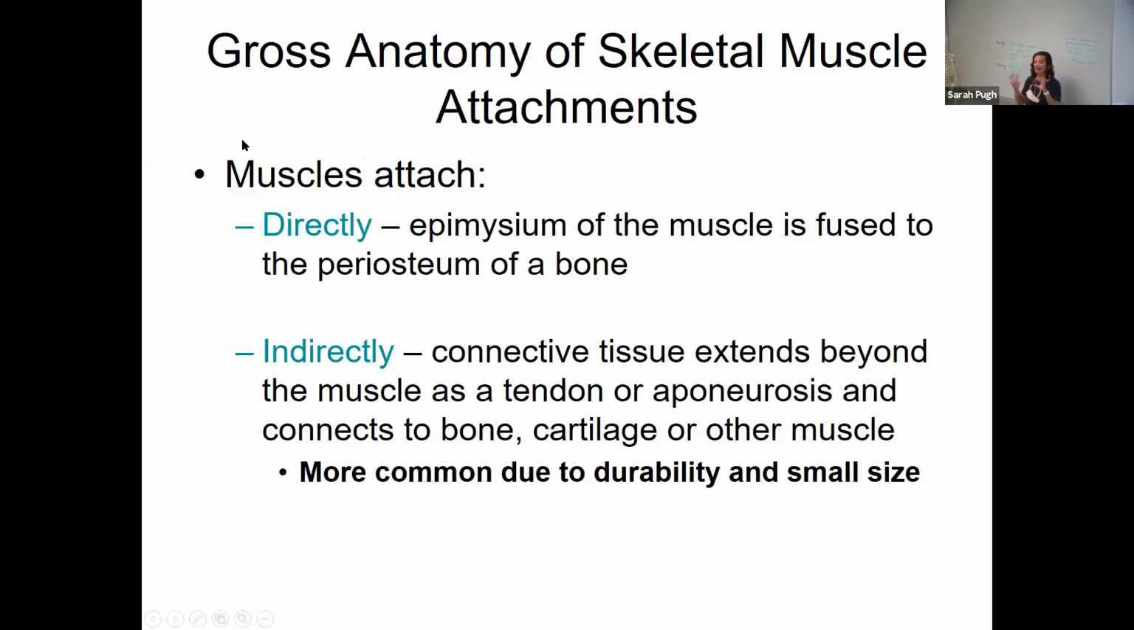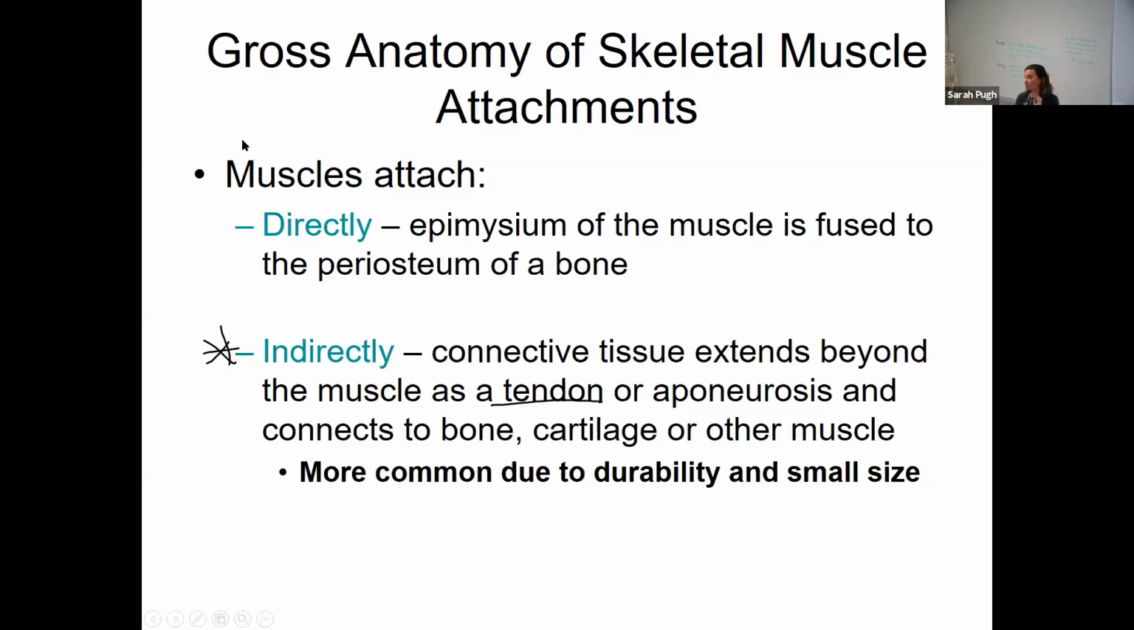Now, for the types of attachments that we have with our skeletal muscles, what we've been talking about so far, like tendons, those are called indirect attachments. Those are the most common kind of attachment that we can have, right? So these are indirect attachments. It's where you've got connective tissue coming off the muscle connecting to a bone. We call that a tendon.